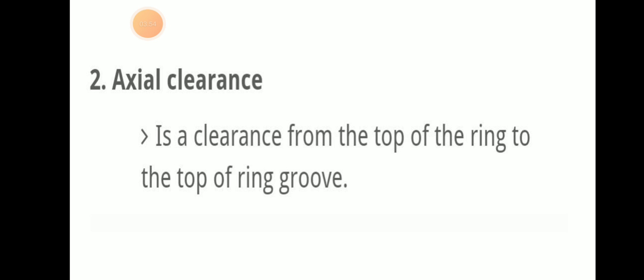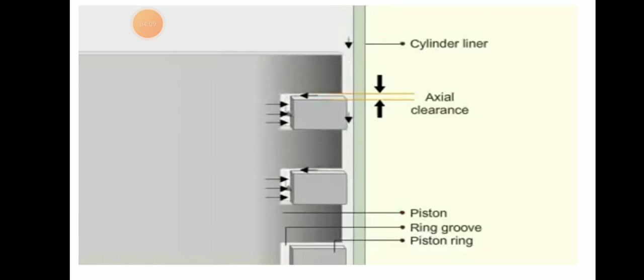Then axial clearance. It is the clearance from top of the ring to the top of the ring groove. From the name we can say axially, from the top of the ring to top of ring groove. That clearance when we check is known as axial clearance. Here we can see the cylinder, piston ring groove, piston ring and all.